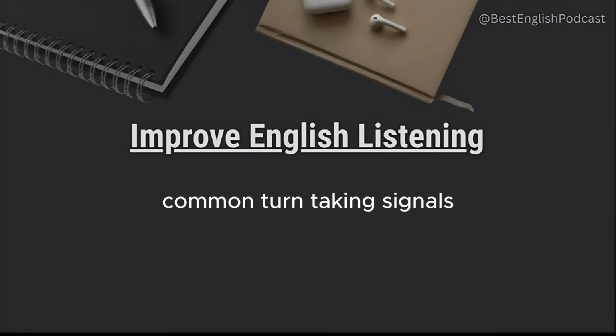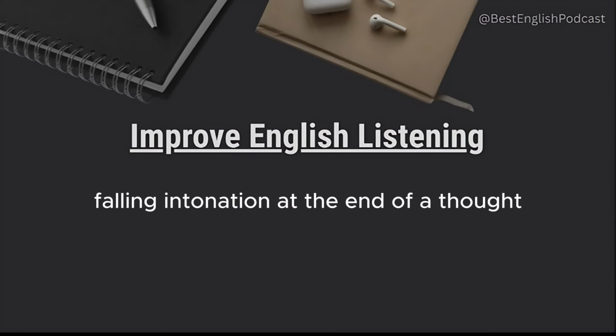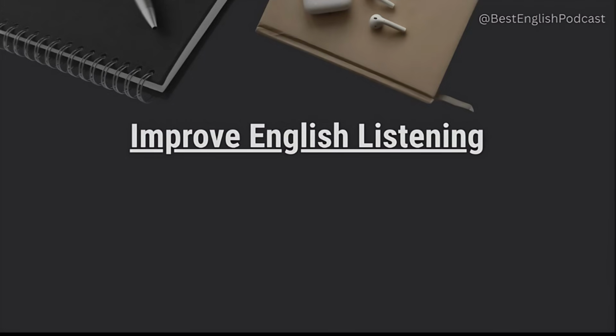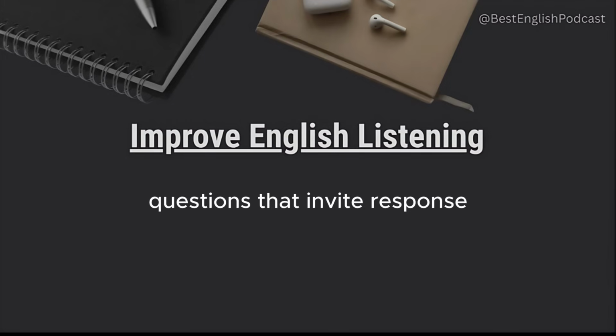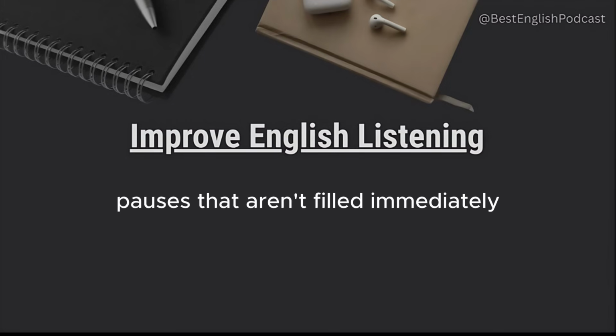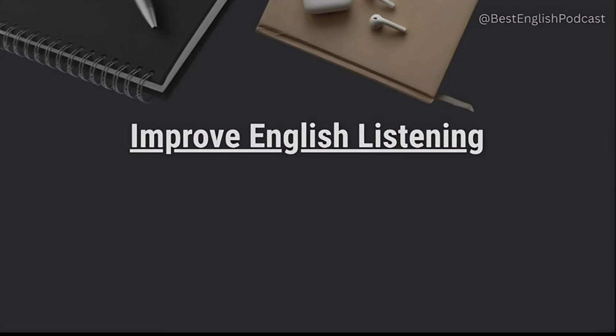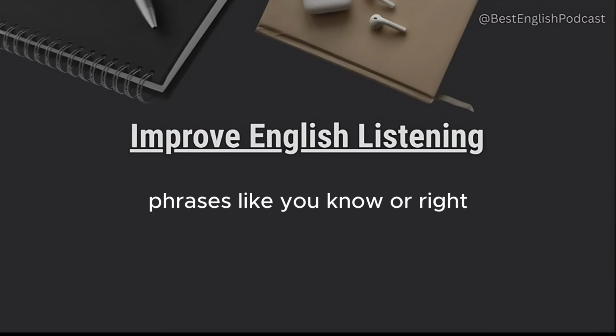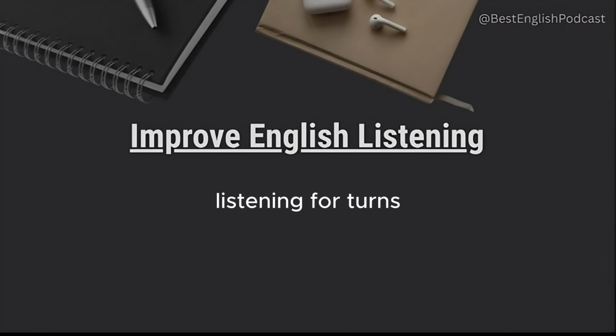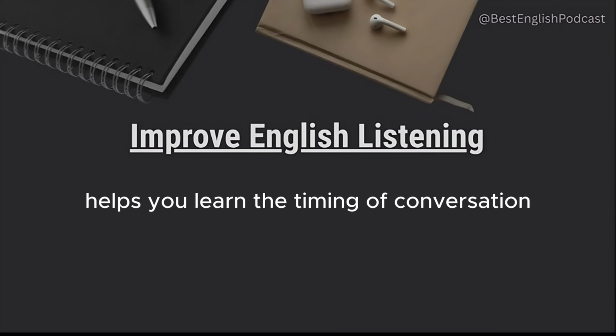Common turn-taking signals: falling intonation at the end of a thought, questions that invite response, pauses that aren't filled immediately, phrases like "you know" or "right" that check for understanding. Listening for turns helps you learn the timing of conversation.